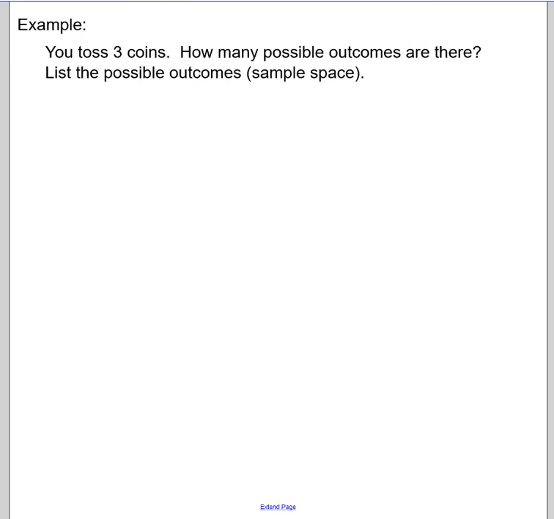Okay, so let's get into an example. You toss 3 coins. How many possible outcomes are there? List the possible outcomes. And remember, we just said that the possible outcomes, we call that the sample space, all right? So if I toss 3 coins, I could get a heads on the first coin, a heads on the second coin, and then a heads on the third coin, right? So I could get all 3 tosses being heads. Let me make this a little bit clearer. Sorry.